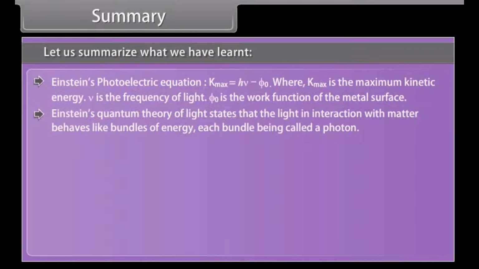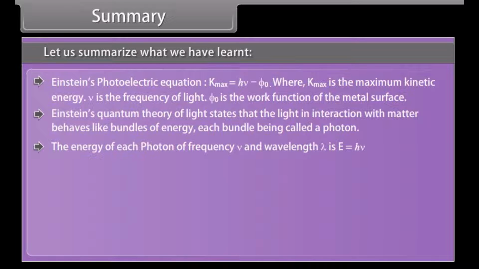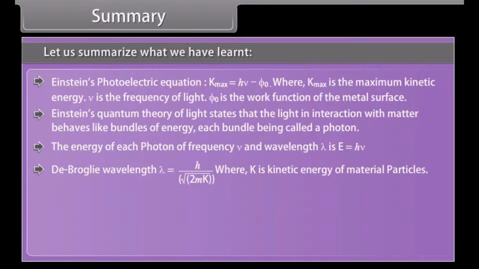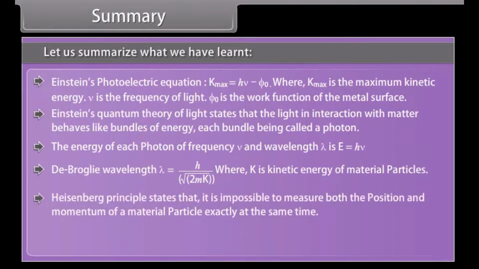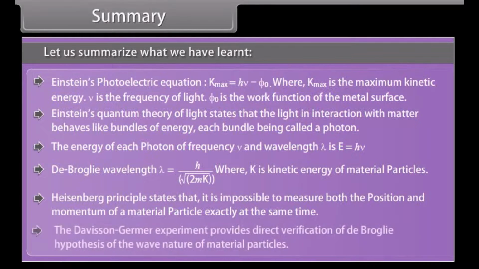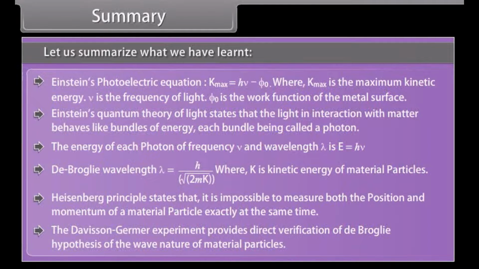Einstein's quantum theory of light states that light in interaction with matter behaves like bundles of energy, each bundle being called a photon. The energy of each photon of frequency nu and wavelength lambda is E equals h nu. The de Broglie wavelength lambda equals h by square root of 2mK, where K is the kinetic energy of material particles. The Heisenberg principle states that it is impossible to measure both the position and momentum of a material particle exactly at the same time. The Davisson-Germer experiment provides direct verification of the de Broglie hypothesis of the wave nature of material particles.